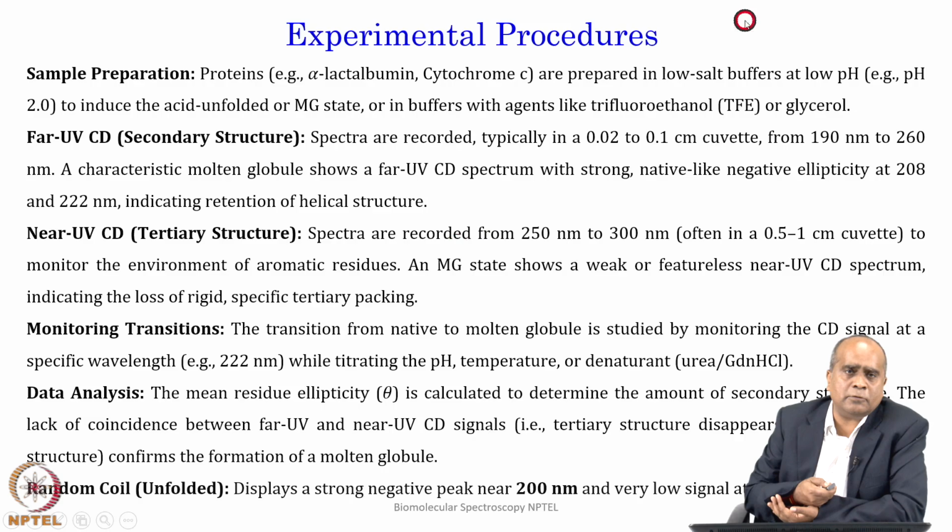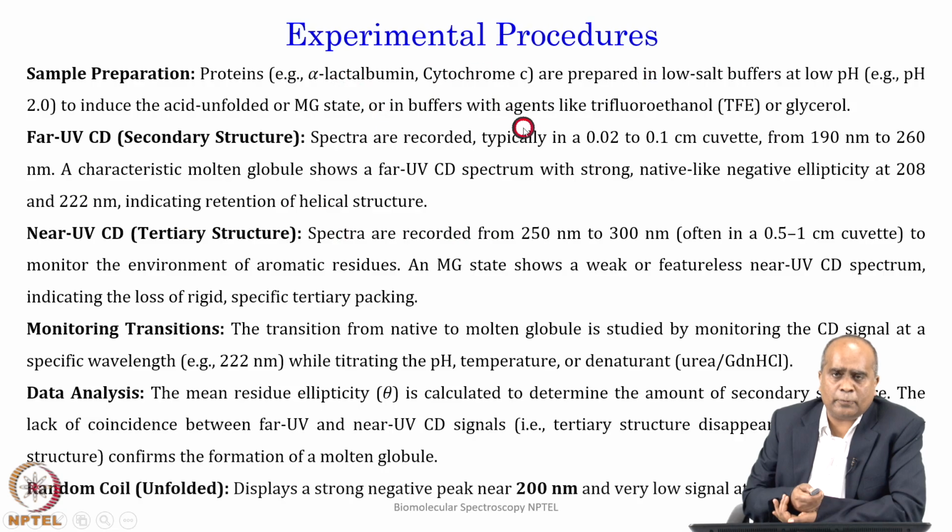So, how do we find it out? Experimentally, let us take a protein like cytochrome C or lactalbumin in a low salt buffer at low pH, like pH 2. You can induce an acid unfolded or molten globule state, or in a buffer like TFE or glycerol, one can populate this molten globule state.